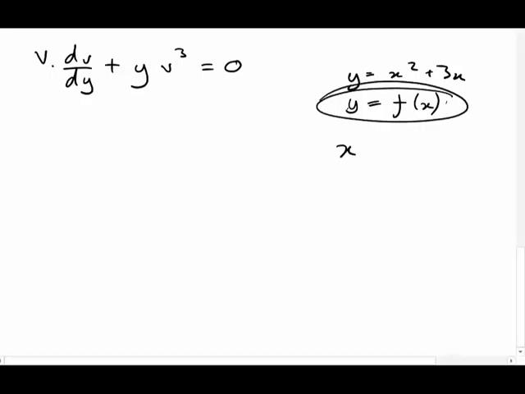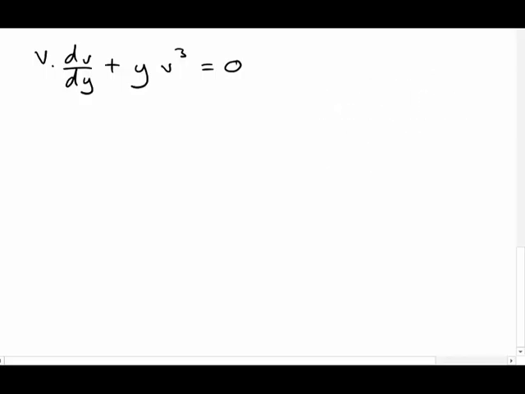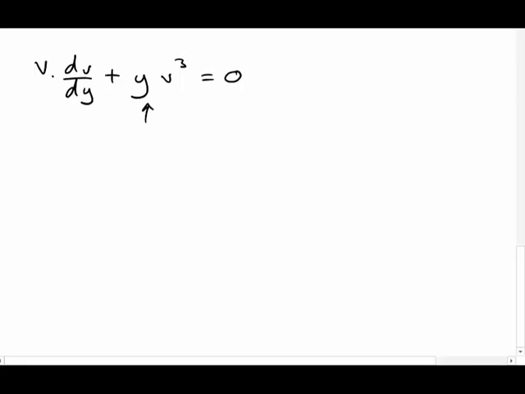But if we just have x on its own, say x times y, then x is, if you like, an independent variable, a free variable, and that's all y is doing in this case. It's just playing the role of x. Anyway, this is a first-order differential equation.